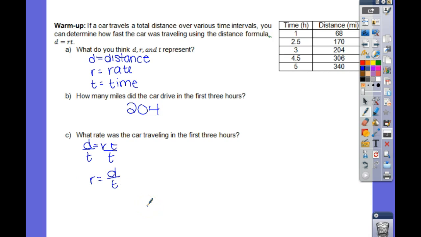So in the case of this problem, the distance was 204. The time was 3 hours. So you take 204 divided by 3. It's going to be something in the 60s. So their average speed was 68 miles per hour.